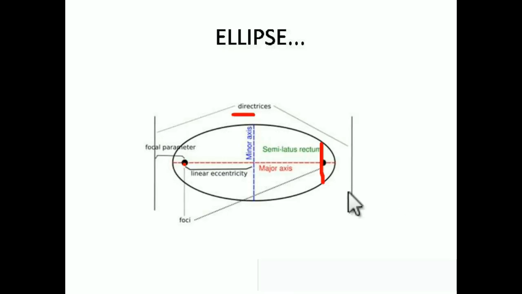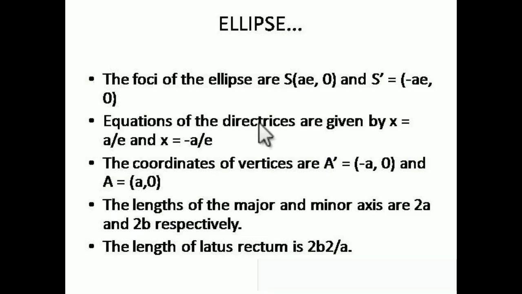The formula for the foci here is plus or minus ae comma 0, because here we are talking about the general case with the major axis as the x-axis, okay? So you have to carry out the same for the y-axis also. Here the foci are ae comma 0 and minus ae comma 0, that means plus or minus ae comma 0. If we are talking about the y-axis as the major axis, then the foci become 0 comma plus or minus be, okay? Similarly, the equation of the directrix is x is equal to plus or minus a by e. If the y-axis, then y is equal to plus or minus b by e.